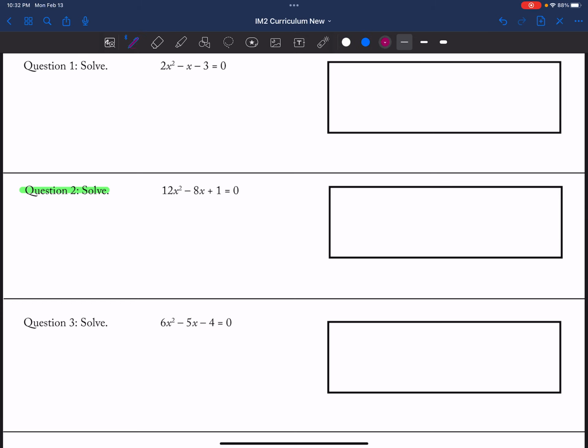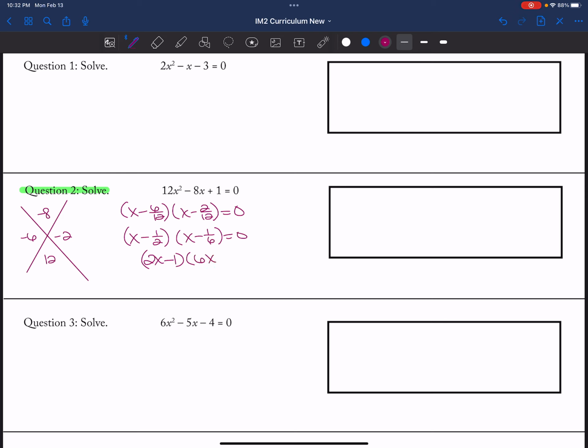Okay, so let's go ahead and take a look at the every other even. So we have 12, negative 8, so negative 6 and negative 2. So x minus 6 over 12, x minus 2 over 12 is equal to 0. So x minus 1/2 and x minus 1/6 is equal to 0. So just kidding, 2x minus 1 and 6x minus 1 equals 0. So x is 1/2 and 1/6.